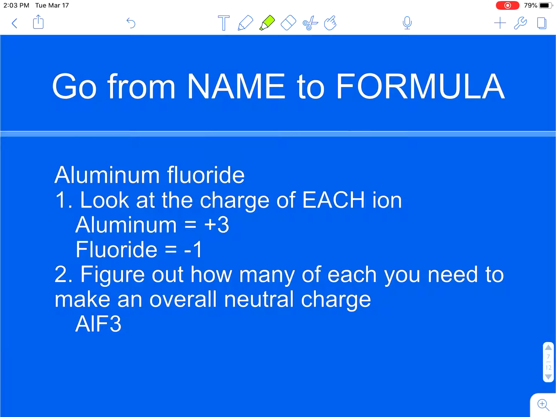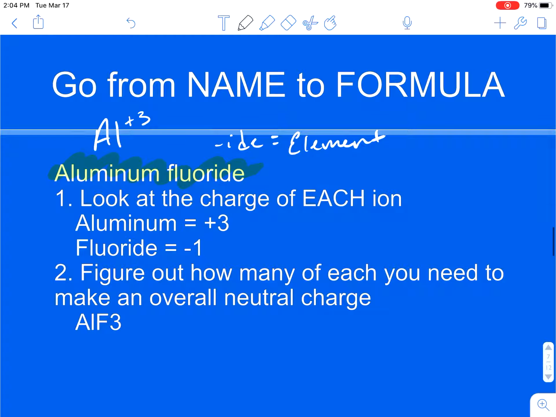So, for example, I could give you just the name aluminum fluoride, right? First thing you're going to do is figure out what are your two things that you have. In this case, we have aluminum, which we know is Al. And then on the periodic table, you're going to want to check for its charge. So if you go to aluminum on the periodic table, aluminum takes on a +3 charge. Fluoride, remember that the ending "ide" means it's an element, right? So we have to find the element fluorine. Ide becomes whatever the ending of the element is. If you look that up on the periodic table, it is F with a -1.